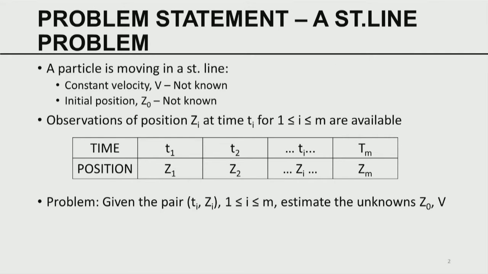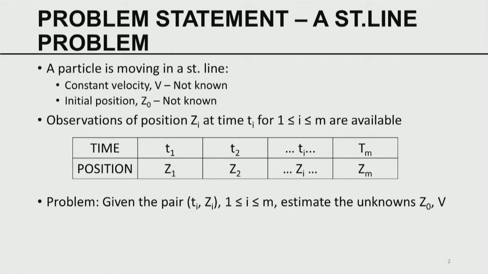I would like to start by describing an example. This is called a straight line problem. Suppose a particle is moving in a straight line. The particle is moving at the velocity v. It started at an initial position z naught. We do not know where it started, we do not know z naught, we do not know what the velocity of the motion is.